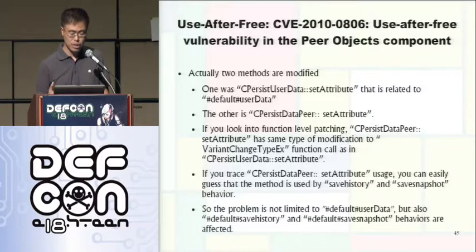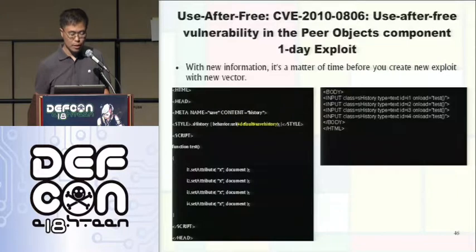But the other one was cPersist data peer. And I traced back where that class is used, and actually it was used by default save history and default save snapshot behavior. So I could create another exploit using that knowledge in just a few hours, because I needed to figure out how to use that behavior. I grabbed some examples from the internet, and I just changed it to use some set attribute for a document or window object, not a string. So it was a very easy way to create a new exploit.